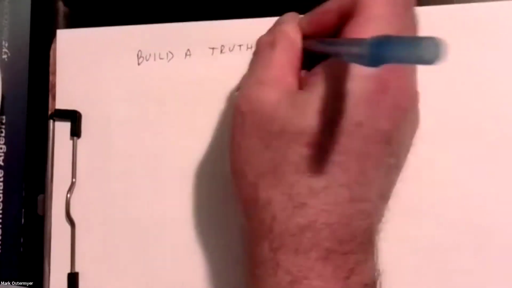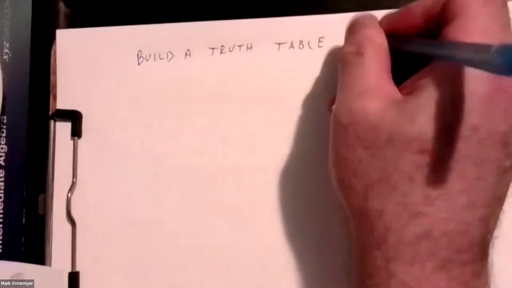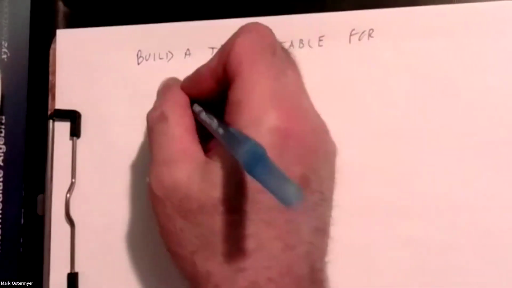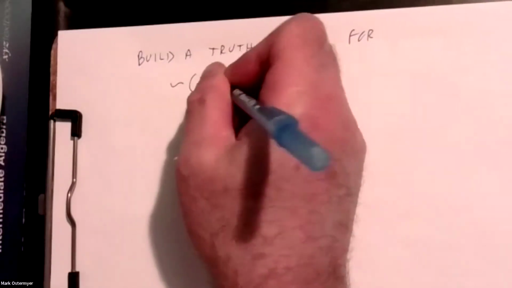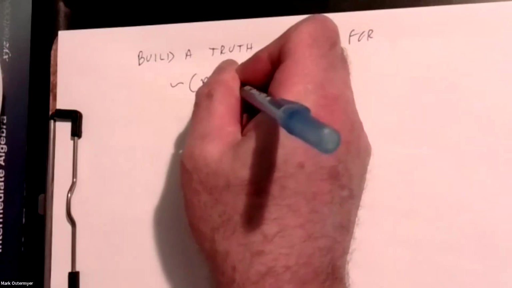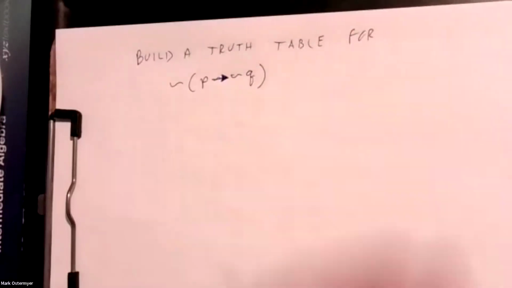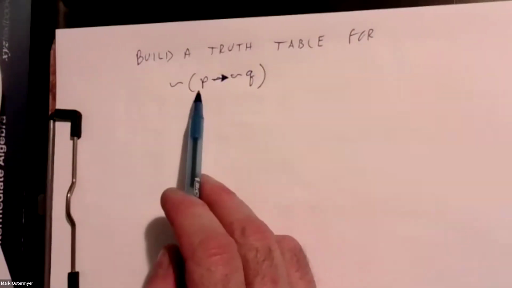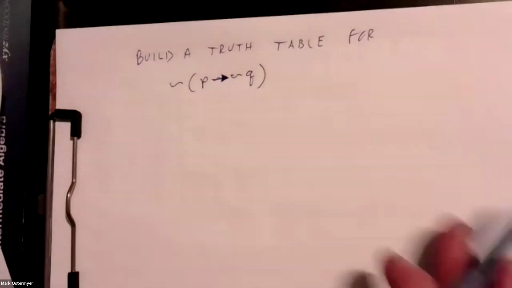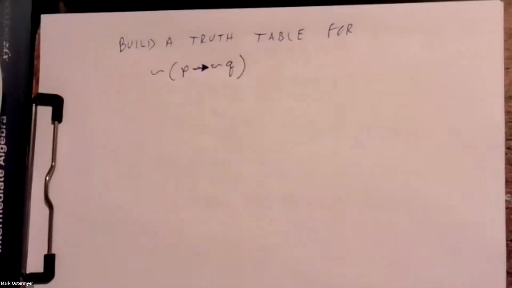All right, let's just do the same thing here. Let's build a truth table for this one. And here it is. This one's a little bit more complicated. Whoops, there should be an arrow here. All right, does anybody want to take a stab at this and convert those symbols into words? How do we convert that into words?